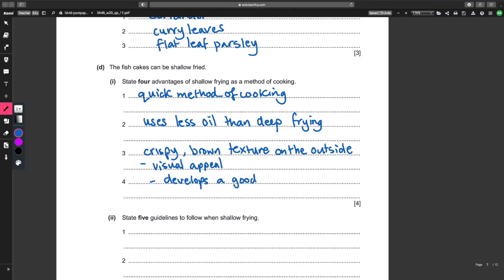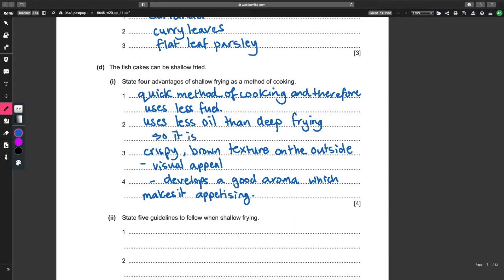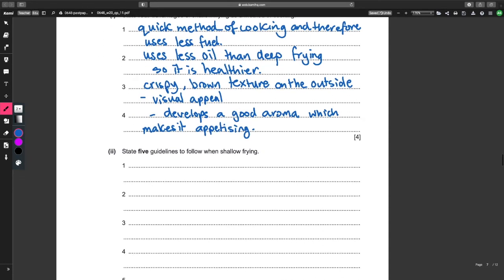You know, you think about we could be shallow frying our fish cakes in butter and garlic, which makes it appetizing. In other words, you're kind of developing people's senses when you're frying. Quick method of cooking, and therefore, just like to add on the point there, uses less fuel as well. You know, it's not something you're necessarily cooking for a long time, so it is healthier. There we go.